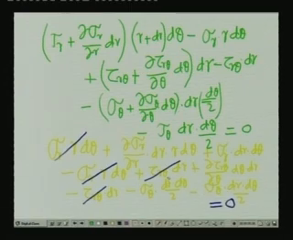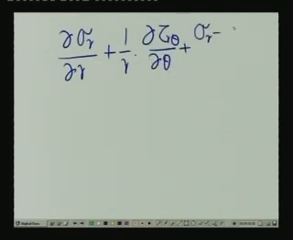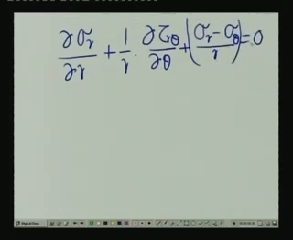So, if we write it down and divide the whole thing by dr d theta, then what is left is del sigma r by del r plus 1 by r del tau r theta by del theta plus sigma r minus sigma theta by r, this is equal to 0. So, this is the equilibrium equation in the radial direction.